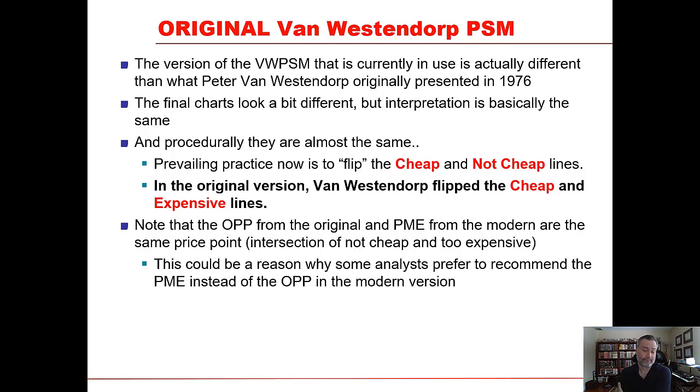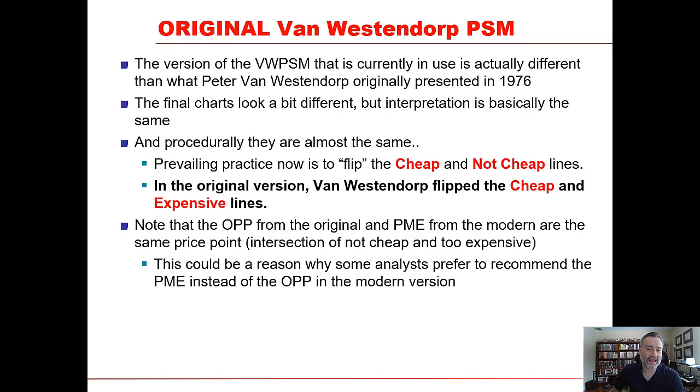And that reason would be, if you look closely, the optimal price point from the original Van Westendorp and the price of marginal expensiveness, or the point of marginal expensiveness, in the modern version are the same point. They're actually the intersection of the same lines, the not cheap and too expensive lines. And so if you do the modern version and you recommend the PME as what you should charge, that actually is the same answer you would get if you recommended the optimal price point from the original.